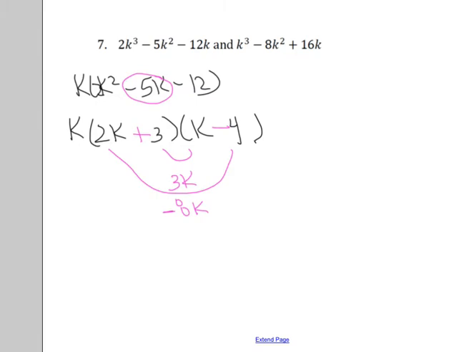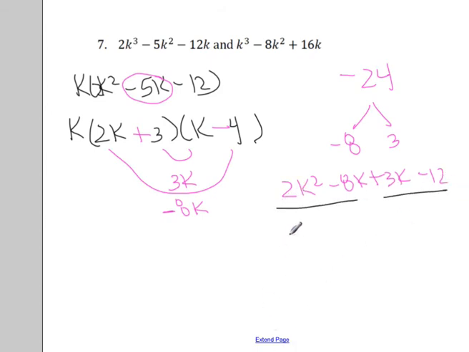If you wanted to do it by grouping, you would take 2 times negative 12, which gives you negative 24. And I would think of my factors of negative 24 that multiply to negative 24 but add to negative 5. Well, negative 8 and 3. And then I would rewrite it as 2k squared minus 8k plus 3k minus 12, just to refresh on grouping.